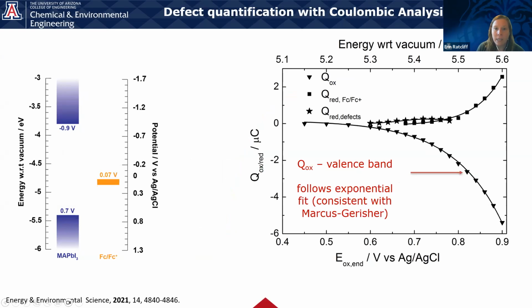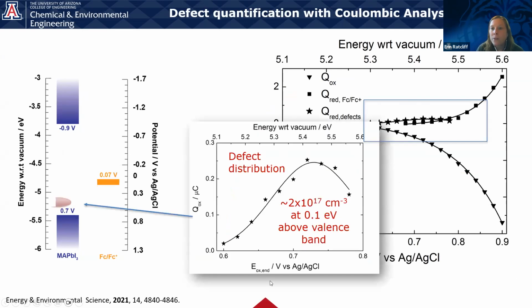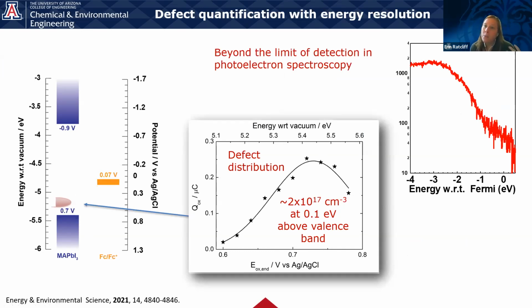The other thing that we see is this region here, which is not exponential. And if we blow this up, you observe a Gaussian distribution of our defects that is centered approximately 0.1 electron volts above our valence band. And the local maximum is on the order of about 2 × 10^17 defects per cubic centimeter. So what this approach gave us, again, is energy resolution of our defects as well as quantification. I also want to call to your attention, this is way beyond the resolution of most UPS types of measurements in order to observe defects above the valence band.